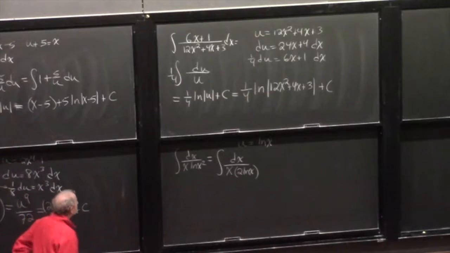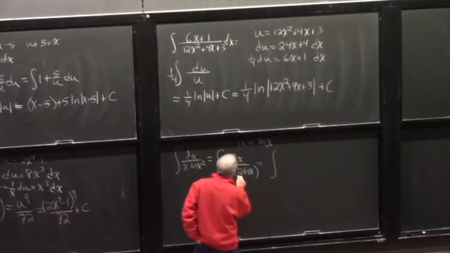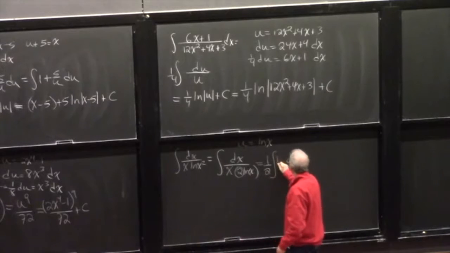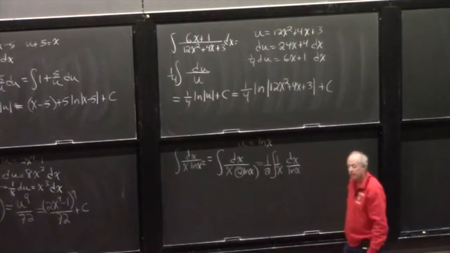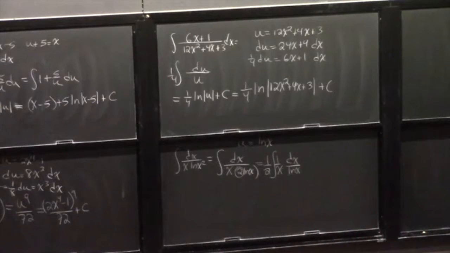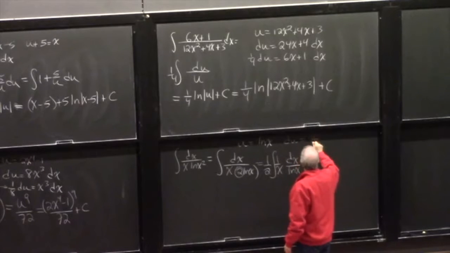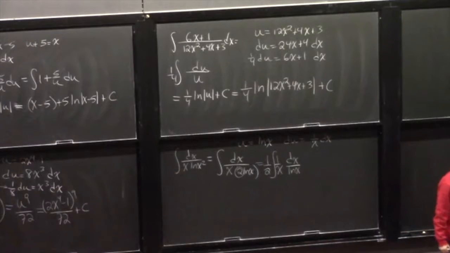So now this is the same thing as saying, this is a 2 in the denominator, so I could pull that out. And I could say this is 1 over x times dx over log x, if I really wanted to break it up. So if u is the log of x, then du is 1 over x dx. Somebody see what I did?